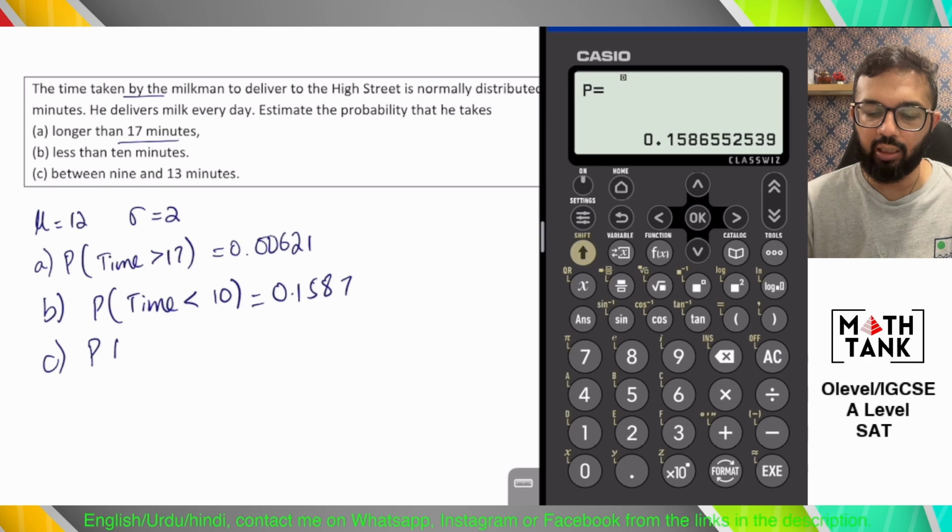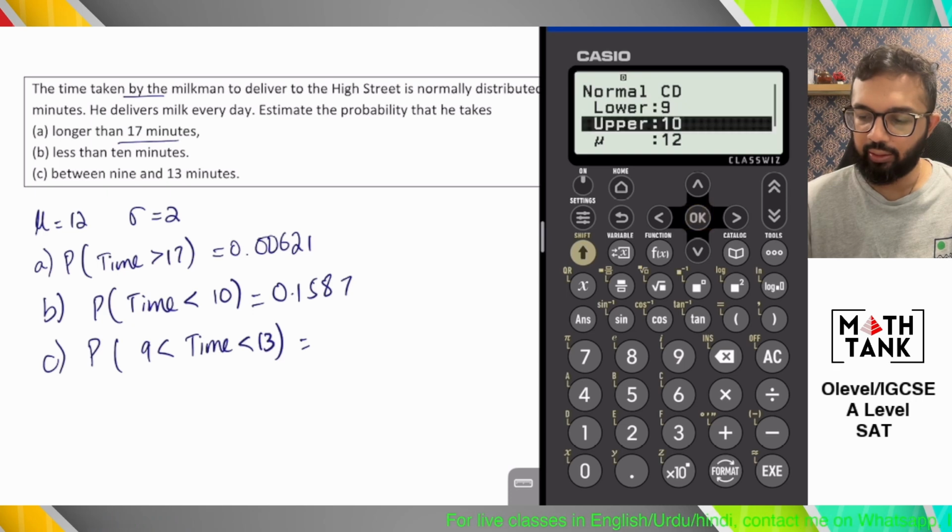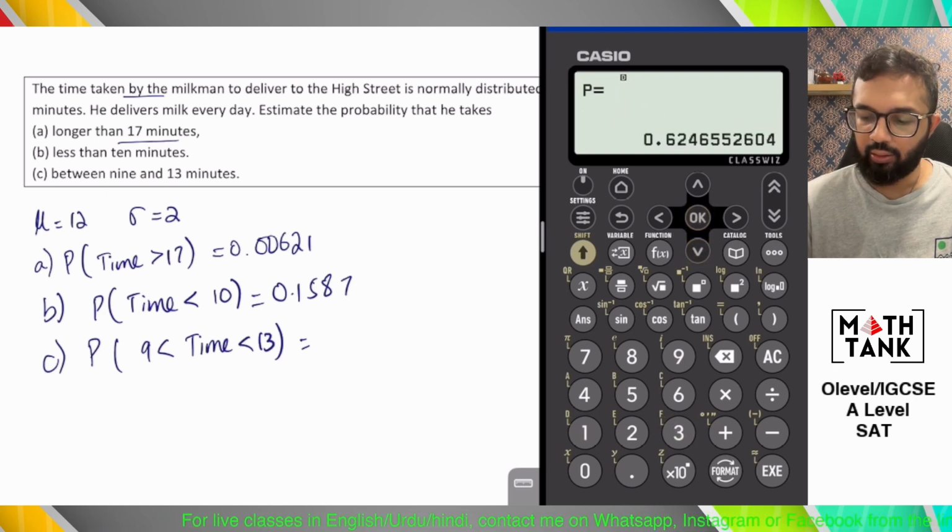Then it says between 9 and 13 minutes. So I want time between 9 and 13 minutes. Okay, again, I use my calculator between 9 and 13. This gives 0.6247.